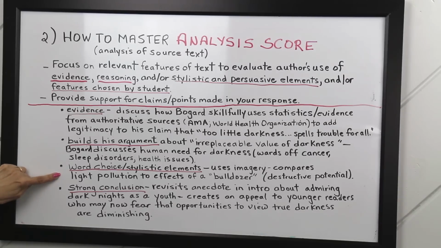You would want to discuss his word choice and stylistic elements. For example, he uses imagery. He compares light pollution to the effects of a bulldozer to illustrate its destructive potential. And you would definitely want to mention how he uses a strong conclusion. He revisits the anecdote that was in his introduction that I showed you about admiring dark nights as a youth. And he creates an appeal to younger readers who may now fear that opportunities to view true darkness are diminishing.